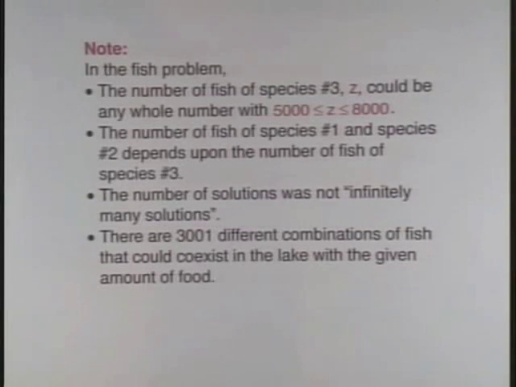Note, in the fish problem, we found the number of fish of species number 3, Z, could be any whole number with 5,000 less than or equal to Z less than or equal to 8,000. The number of fish of species number 1 and species number 2 depends on the number of fish of species number 3. The number of solutions is the number of possible values for z. Although the number of solutions was not infinitely many solutions, there were thousands of solutions to this problem, many too many to enumerate. Specifically, there were 3001 different combinations of fish that could coexist in the lake with the given amount of food.